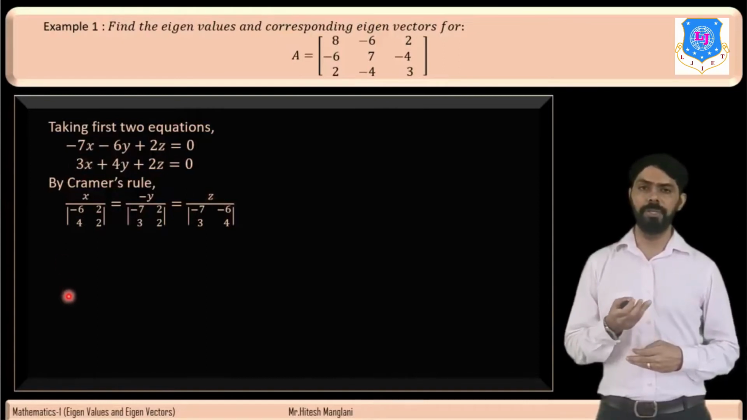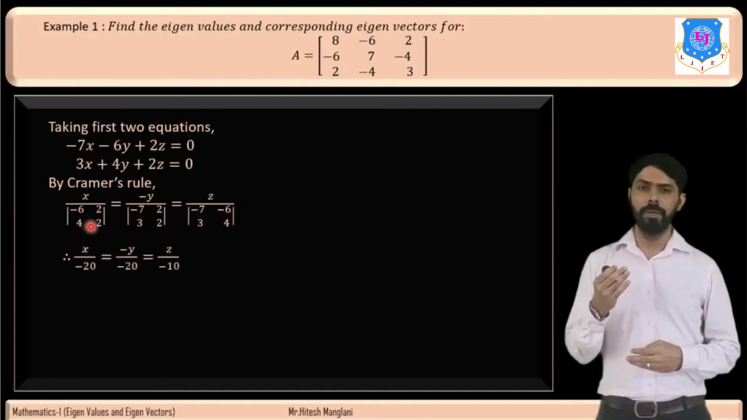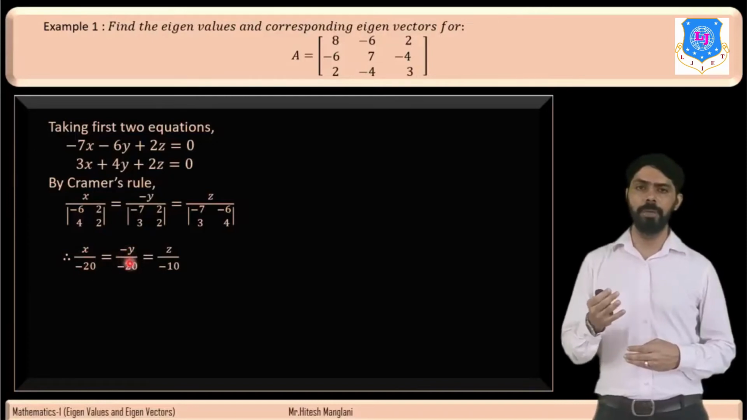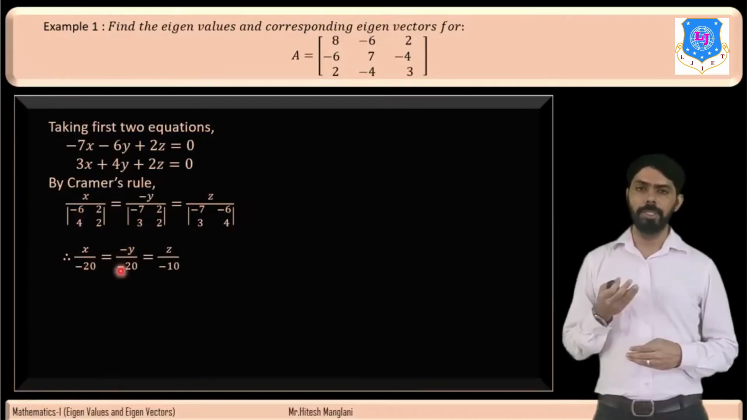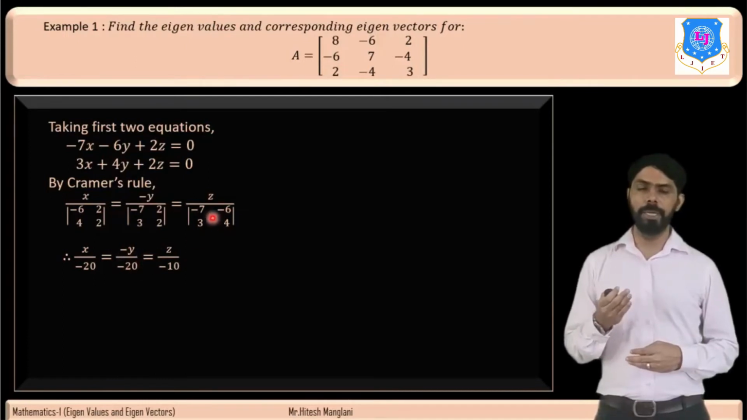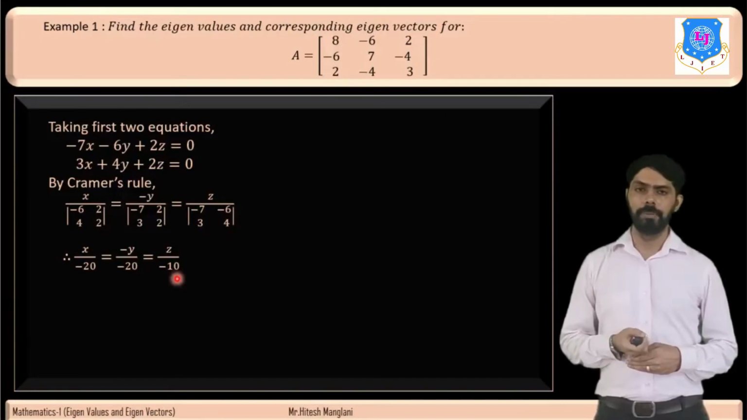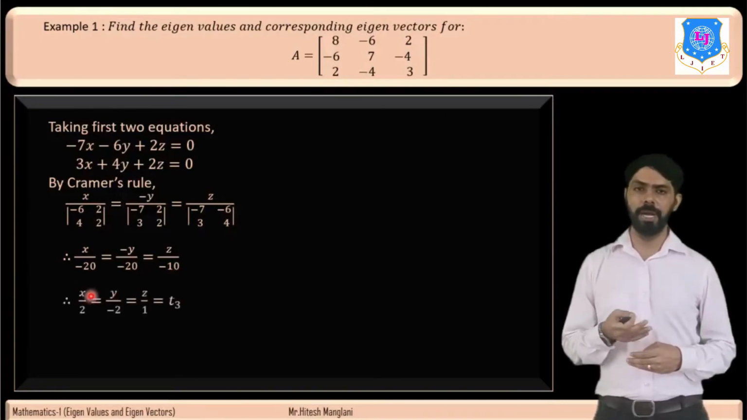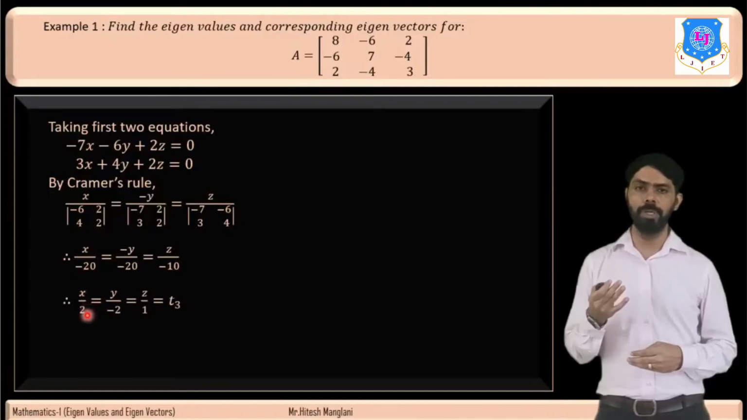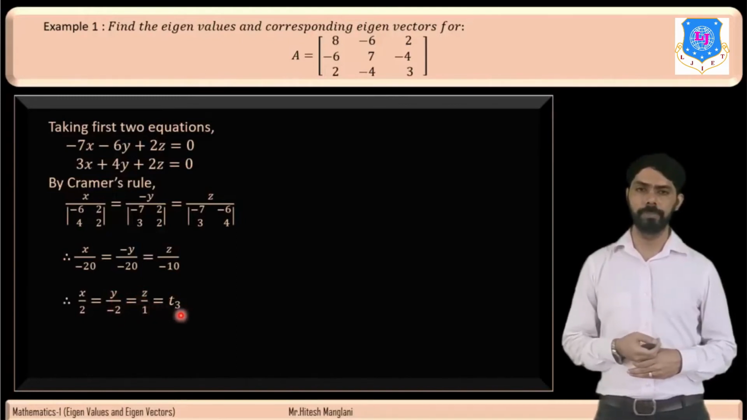So if we simplify this, then x divided by minus 12 minus 8, so it will be minus 20, is equal to minus y divided by minus 14 minus 6, so it will be minus 20, is equal to z divided by minus 28 plus 18, so it will be minus 10. Now if we simplify this by dividing by minus 10, it will be x divided by 2 is equal to y divided by minus 2 is equal to z divided by 1, and that is equal to t3.